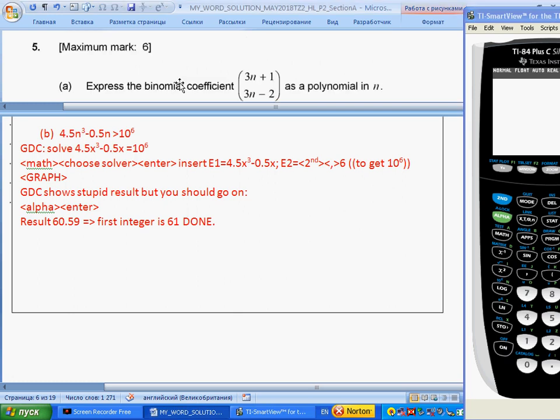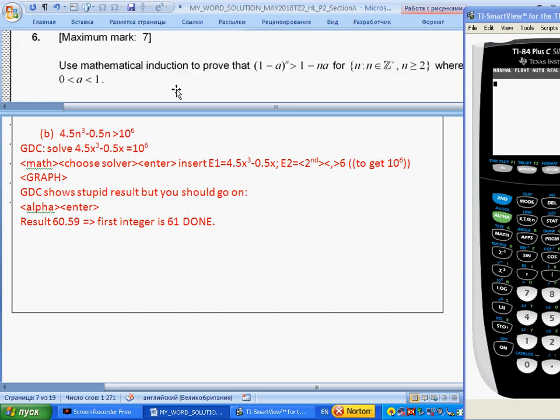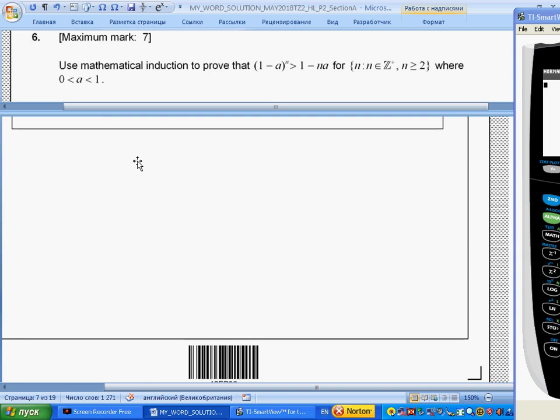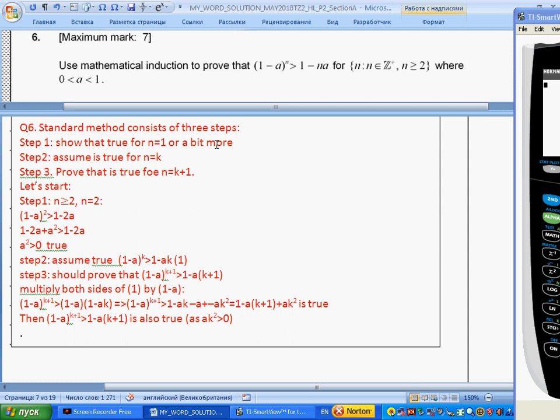Let's go further. Question 6. The question is very easy. Using mathematical induction, prove this expression where a is between 0 and 1. So let's see what we have in the solution. Right, the standard method consists of 3 steps. Step 1, show that it is true for n equals 1 or a bit more. Step 2, assume it is true for n equals k. Prove that it is true for n equals k plus 1.